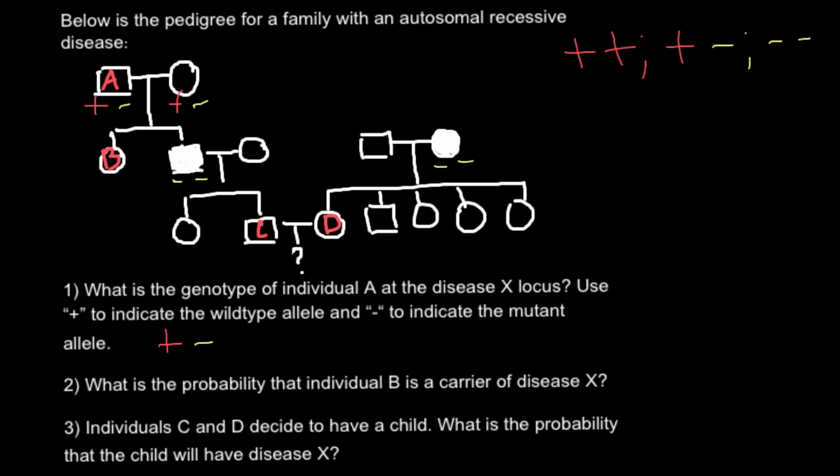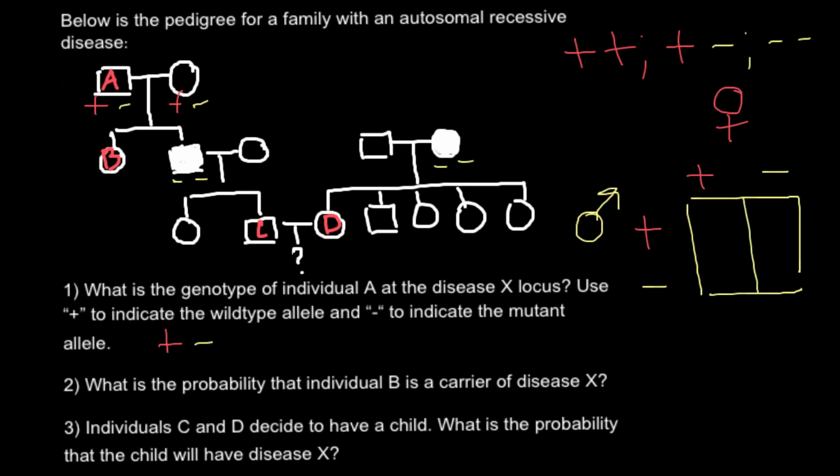And the probability would be as follows. Because we know the genotypes of both parents, it would be easy to predict the genotype and probability of individual B to be a carrier. So the mother's genotype would be plus and minus. So we just have to build a Punnett square. And the father's genotype also would be heterozygous, plus and minus, and here is a sign for the male. And as usual, when we build a Punnett square, we can predict the outcome of such a cross.